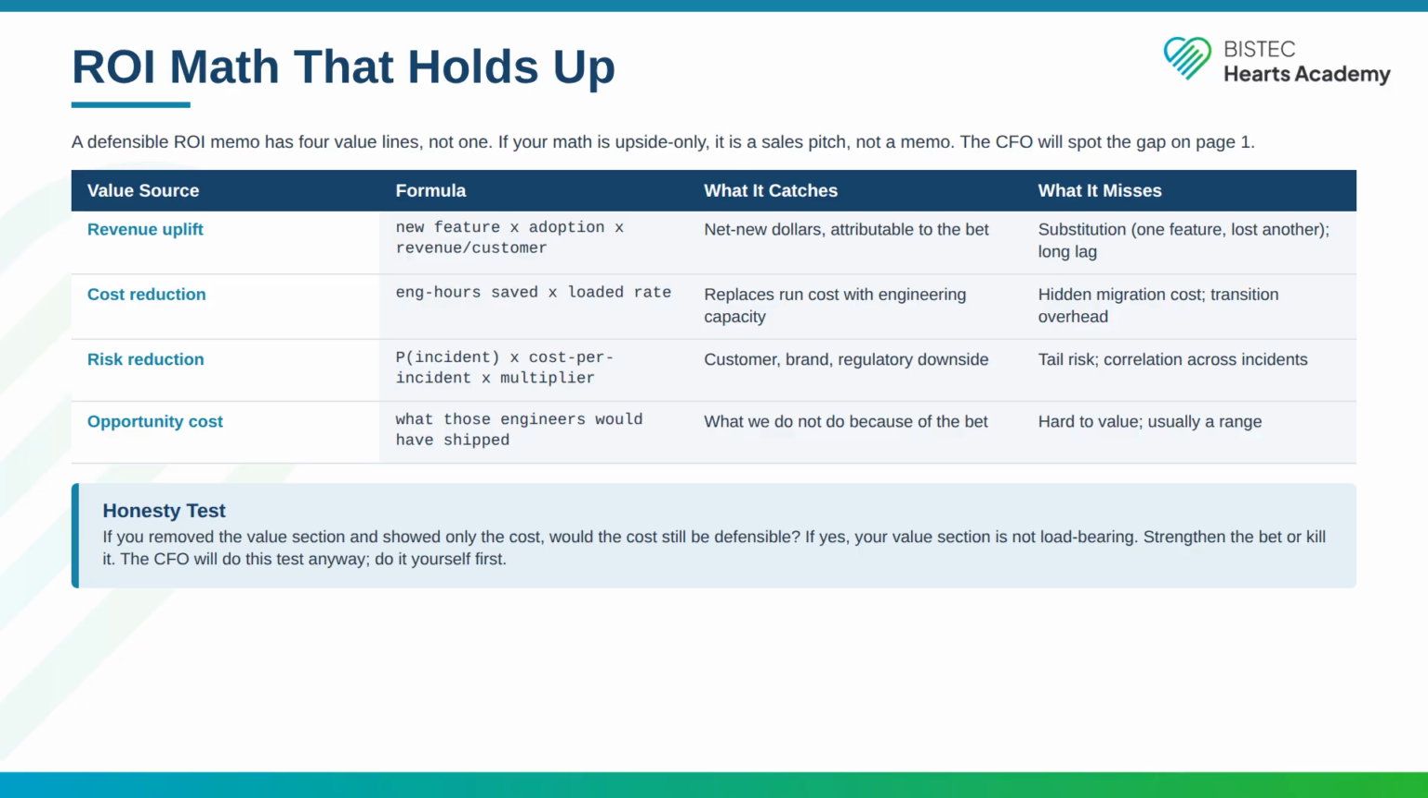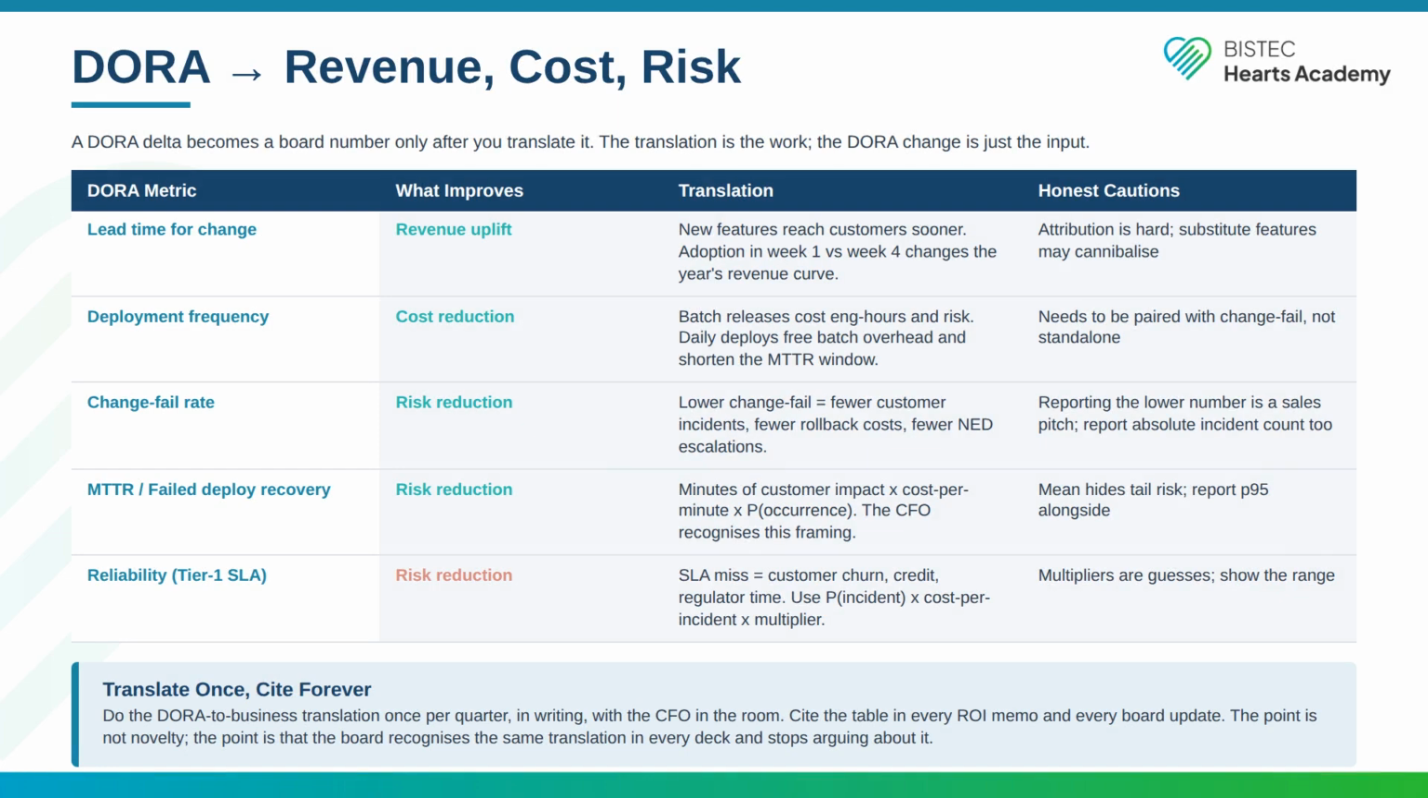The honesty test. If you removed the value section and showed only the cost, would the cost still be defensible? If yes, your value section is not load-bearing. Strengthen the bet or kill it. The CFO will do this test anyway. Do it yourself first. A DORA delta becomes a board number only after you translate it.